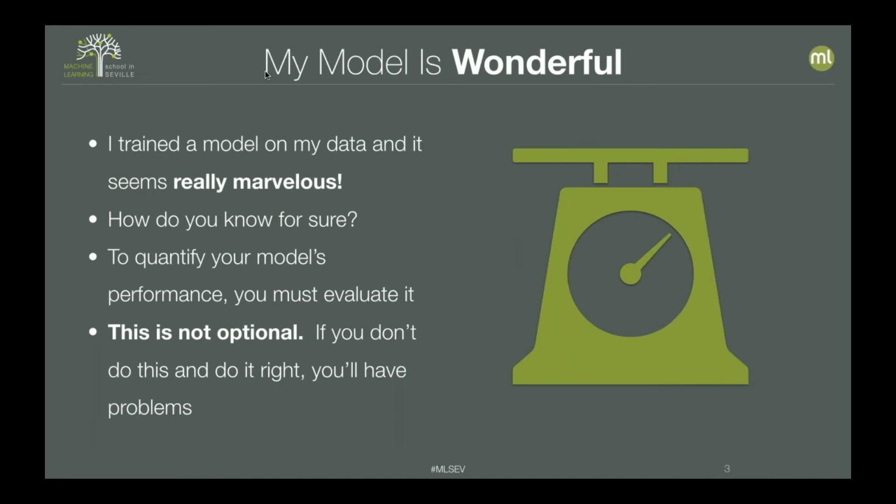Okay, so step one here is that you've created a model on some data. I trained a model on this data, and oh yeah, it seems really good. I look at it in the interface, I look at the tree breakdown, I look at the partial dependency plot. It seems like it's doing the things that it should be doing. But how do you know for sure? The way we know for sure in machine learning is to quantify the model's performance in some way. And to quantify the model's performance, we have to evaluate it.